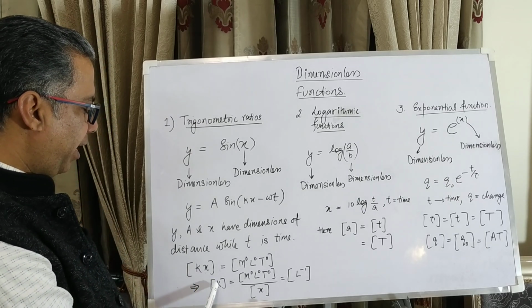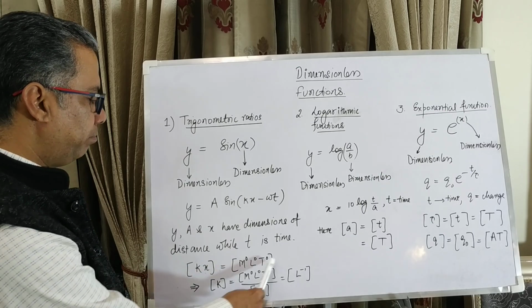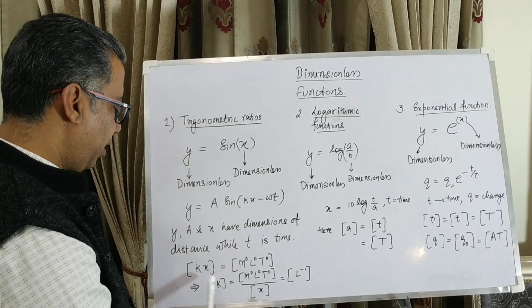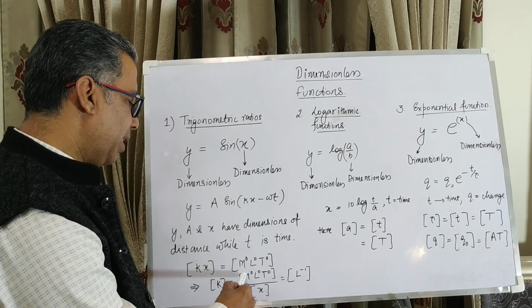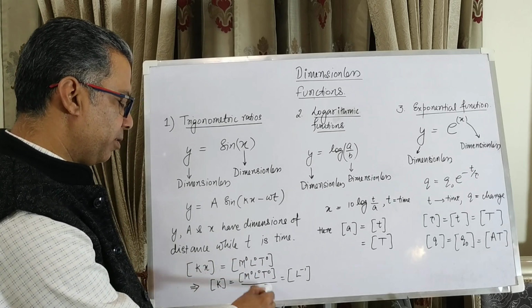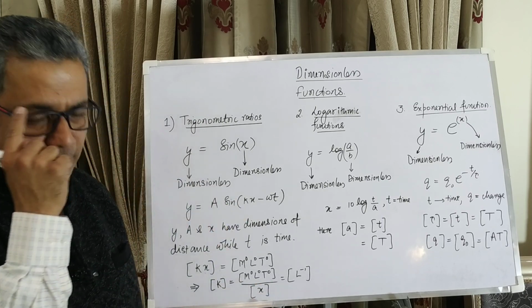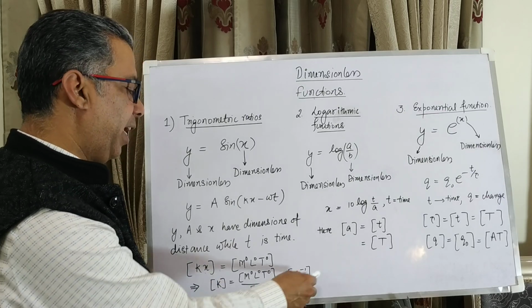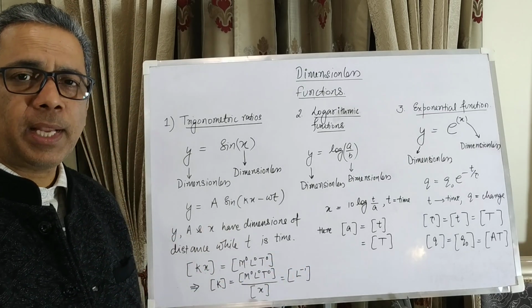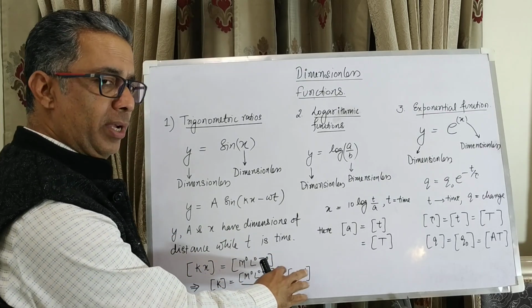Therefore dimensions of k will be dimensionless divided by dimensions of x. Now M0 L0 T0 divided by dimensions of x, and dimensions of x are dimensions of length, and therefore dimensions of k will be L to the power minus 1. There is no M, there is no T.